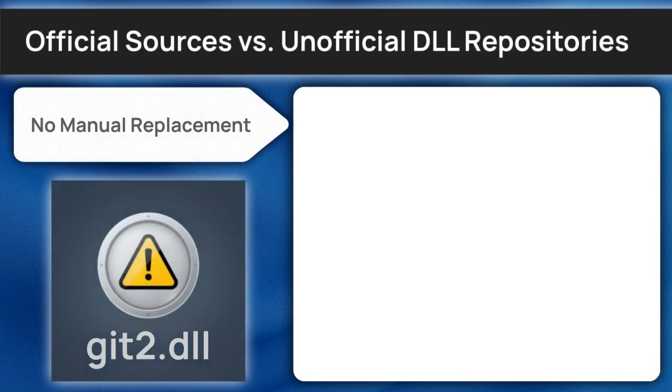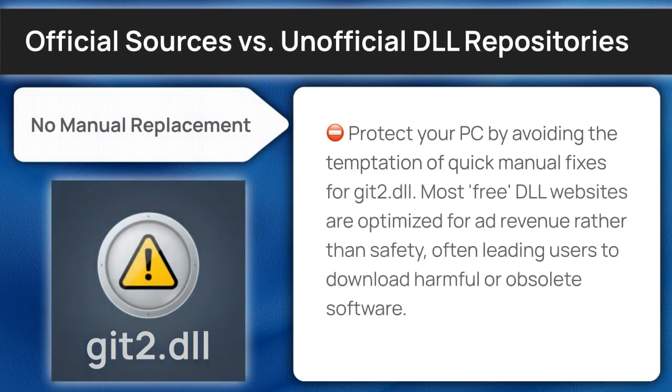For a clean and stable recovery, it's important to stay within verified developer ecosystems. Remember that manual replacement of Git2 library DLL is highly risky. Using unverified files from the internet can cause permanent damage to your Windows registry and lead to complete system failure.